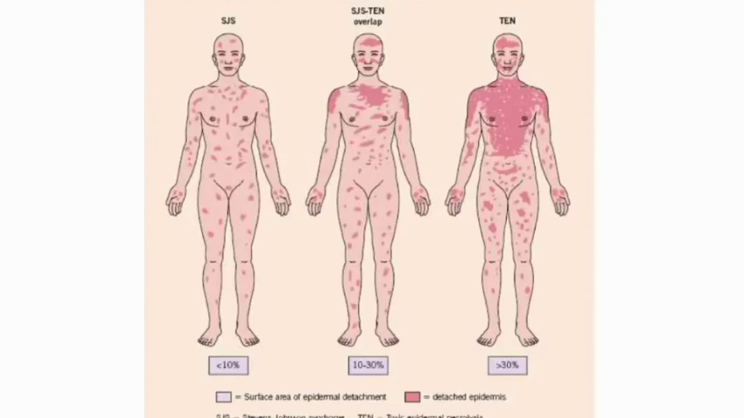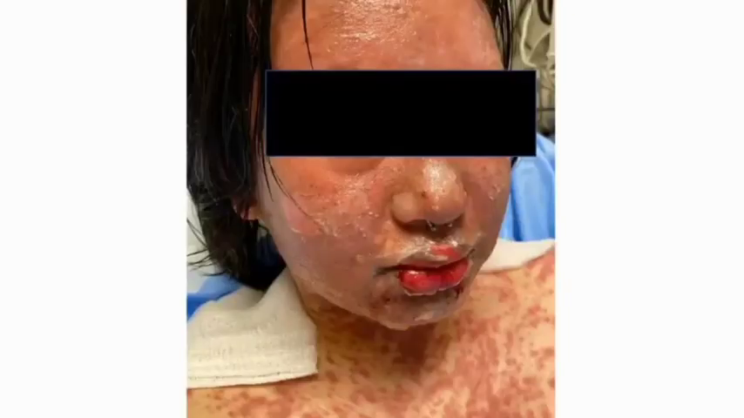In both TEN and SJS, mucous membranes are involved, while in erythema multiforme, mucous membranes are not involved, only skin is involved. Again, a case of Stevens-Johnson syndrome with involvement of mucous membrane and the skin. You can see sloughing of skin here.